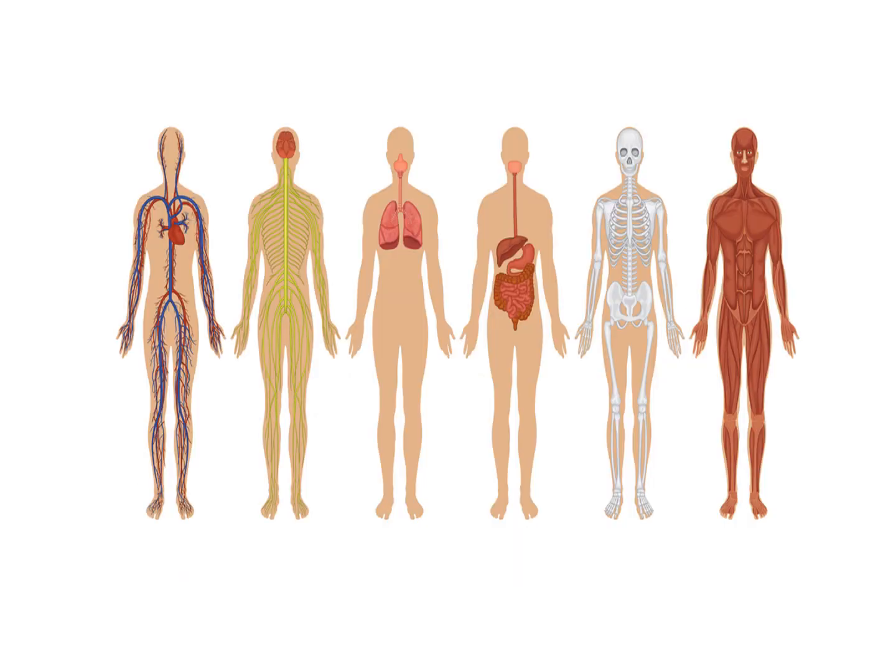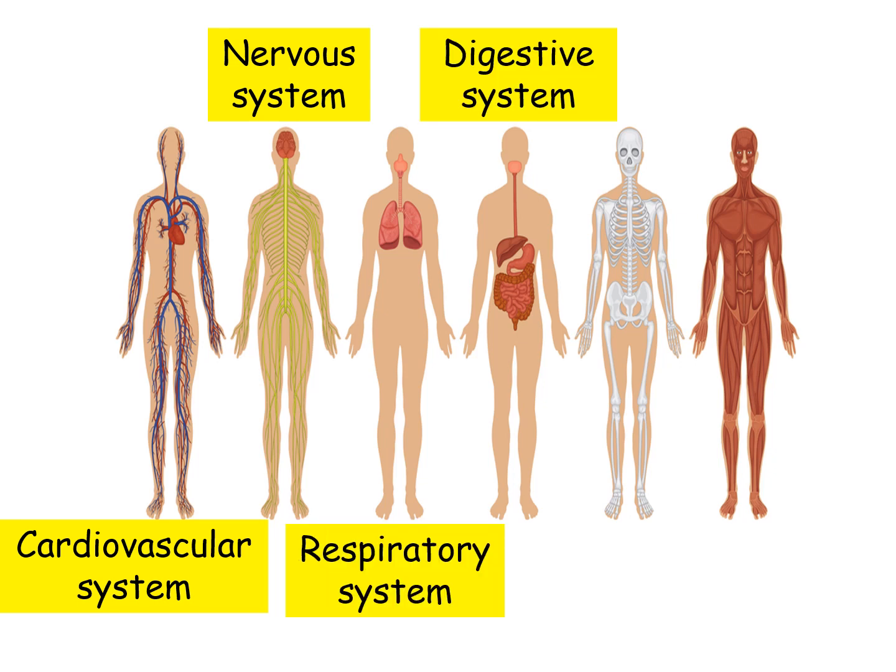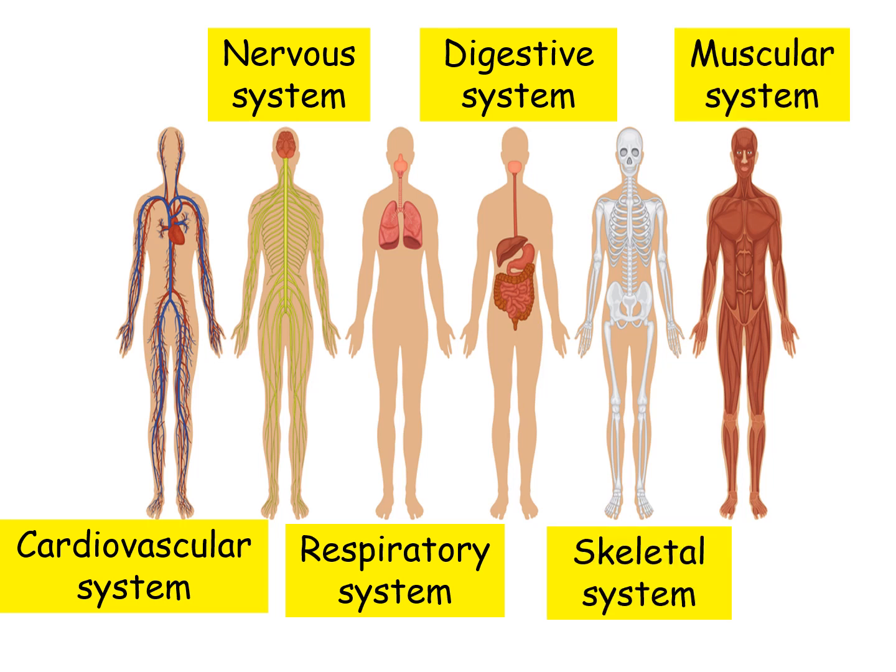Here are some examples of these organ systems. We'll look at these in more detail as we progress through the year. You've got the cardiovascular system, the nervous system, the respiratory system, the digestive system, the skeletal system, and finally the muscular system. All of these involve different organs, and each system carries out a different function.